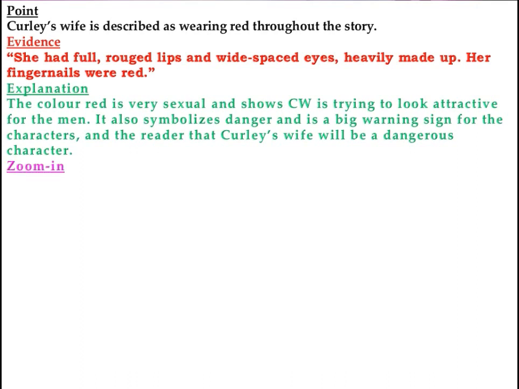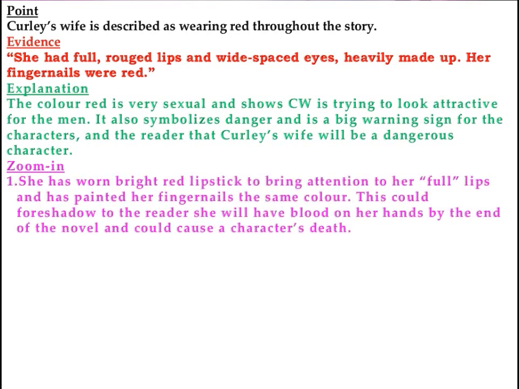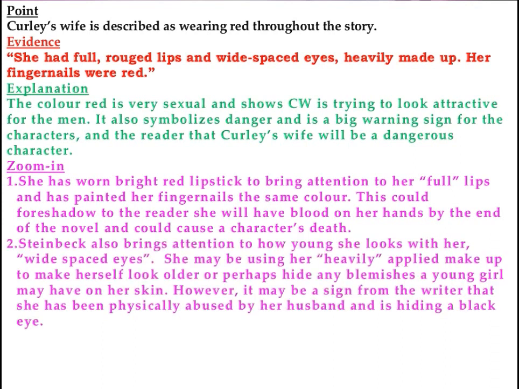Then I'm going to zoom in on one sentence on each of the words and phrases that I've already picked out. So, she has worn bright red lipstick to bring attention to her full lips and has painted her fingernails the same colour. This could foreshadow to the reader she will have blood on her hands by the end of the novel and could cause a character's death. So I've done one sentence on the lips, one sentence on the fingernails. Then Steinbeck also brings attention to how young she looked with her wide-spaced eyes. So that's one sentence on wide-spaced eyes.